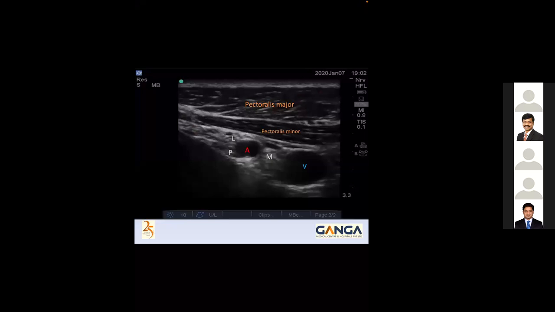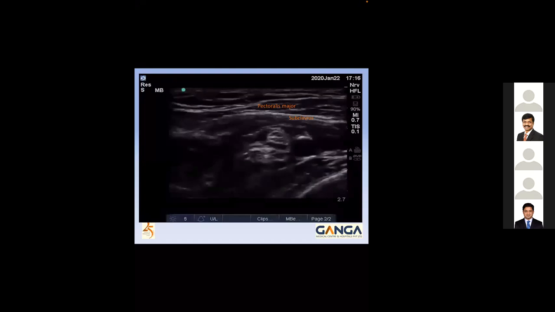This is the sonoanatomy picture showing the lateral infraclavicular block. From superficial to deeper: skin, subcutaneous tissue, pectoralis major muscle, pectoralis minor, and the cords surrounding the second part of the axillary artery. This is a short video showing how the cords are arranged around the artery when we move the probe from the costo-clavicular space to the infraclavicular space.